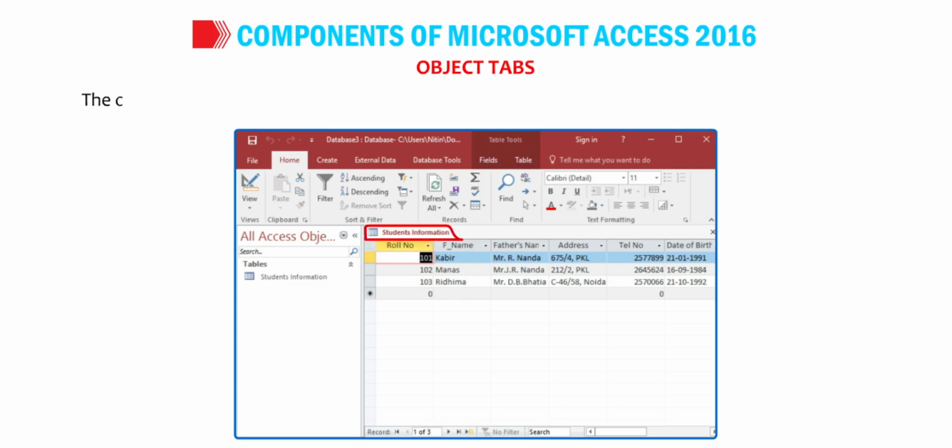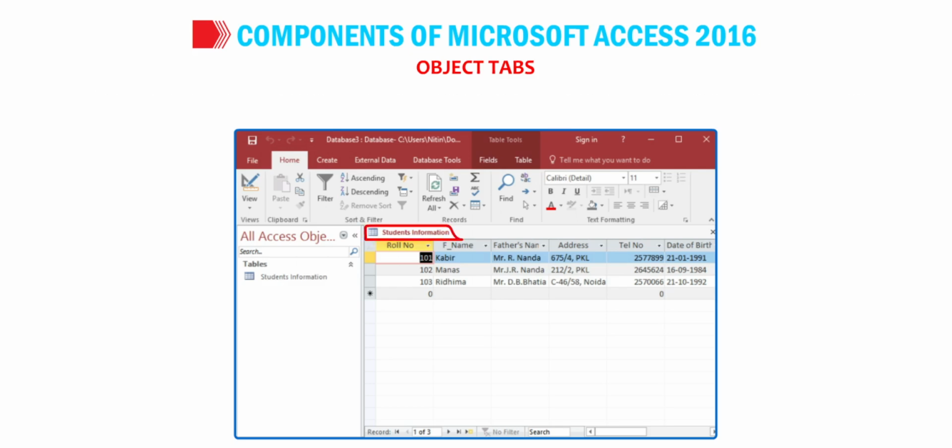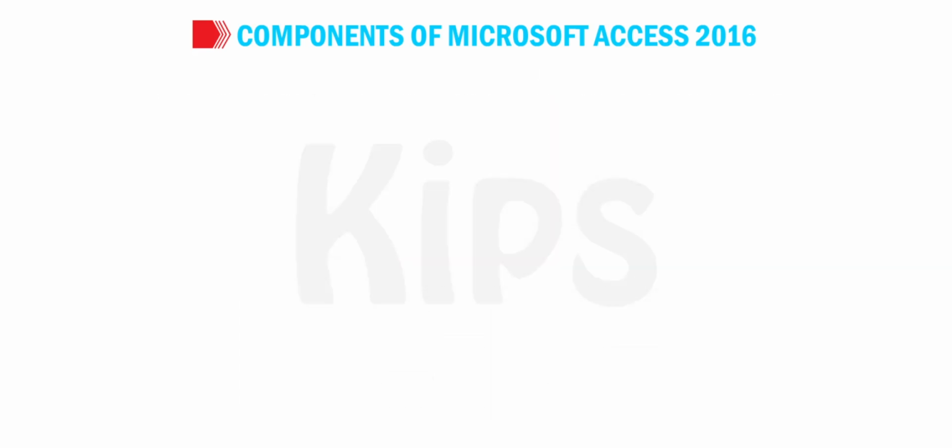Object tabs. The objects that you have opened in a database appear right above the work area in a tab form. Clicking on any tab displays the contents in the work area. To close the current tab, click on the cross button on the right end of the bar.